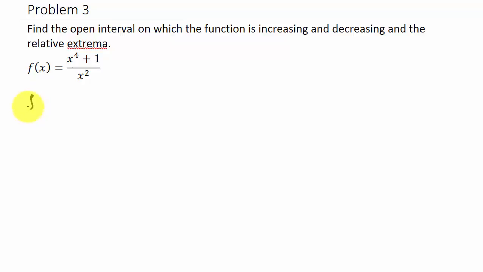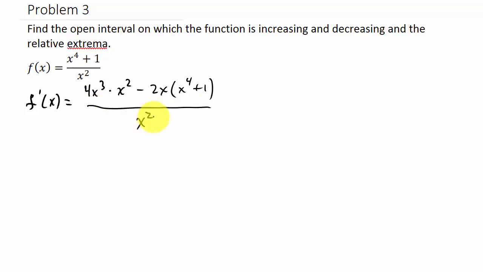The derivative here, we'll use the quotient rule. Remember, that's the derivative of the numerator, 4x cubed, times the denominator, minus the derivative of the denominator times the numerator, and that's all over the denominator squared. And so I get f prime of x. I have to clean this up a little bit.